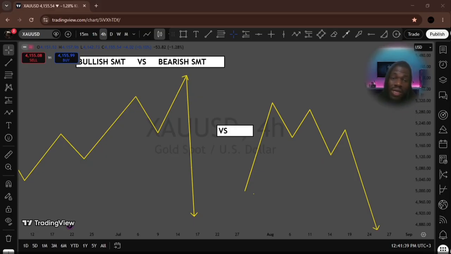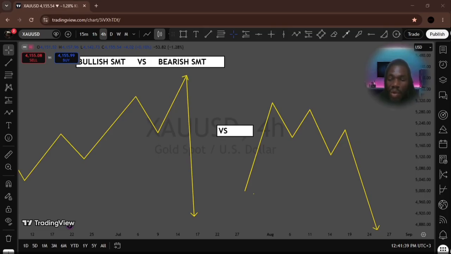Yesterday I dropped some exercises there, so you can also see it. That's the biggest takeaway. So that's how a bearish SMT occurs. A bearish SMT occurs when another correlated pair fails to make a higher high.